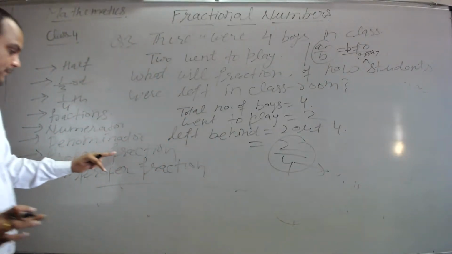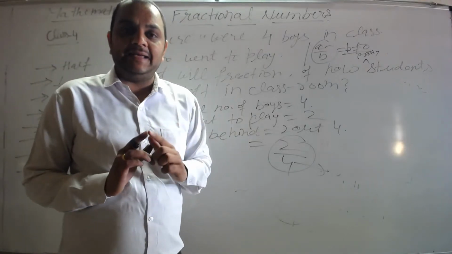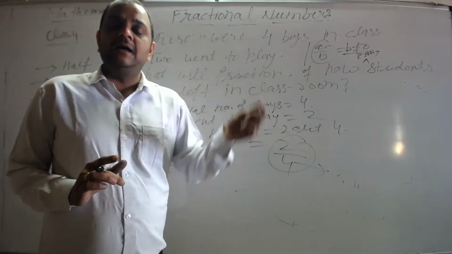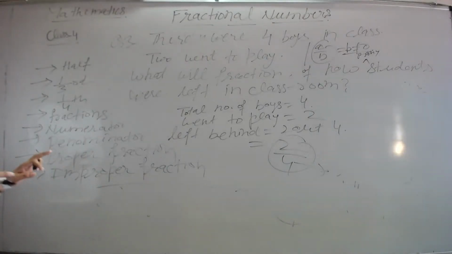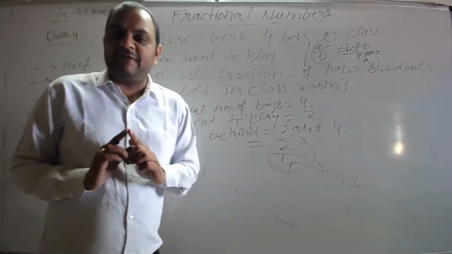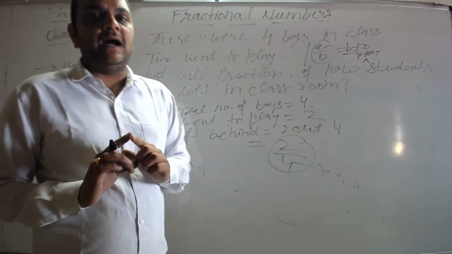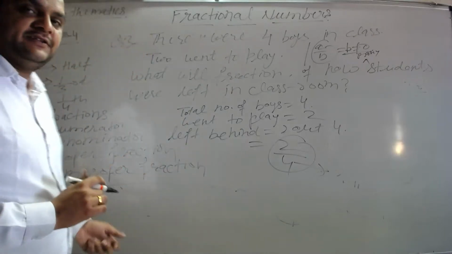Next is proper fraction. Proper fraction means when the numerator is smaller than the denominator. When a numerator is smaller than the denominator, that will be a proper fraction. Next is improper fraction. Improper fraction means when a numerator is bigger than the denominator, we call it an improper fraction. Okay, thank you.